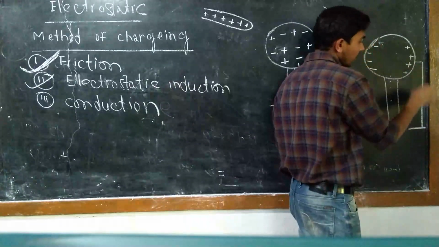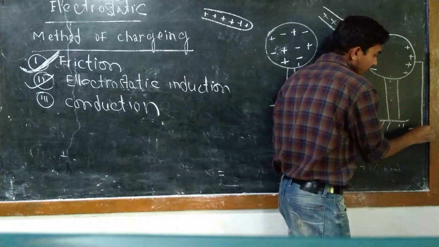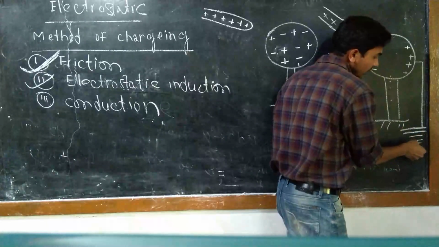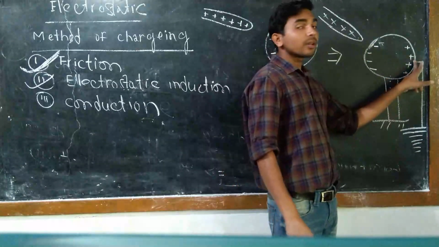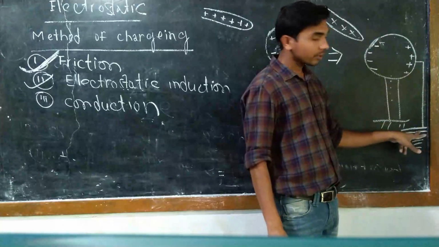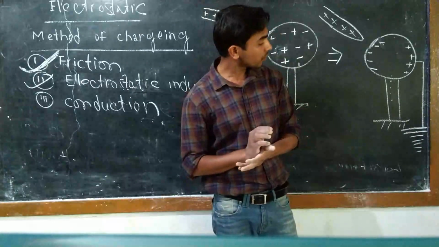I connected this wire and I am going to make it earth. Making earth means connecting to the ground. So I connected a wire on this part of the sphere and this wire is earth. Earth means connected to the ground. Now what is going to happen?